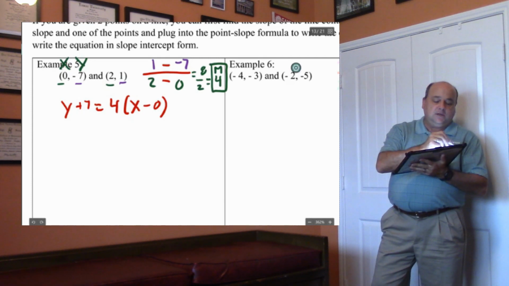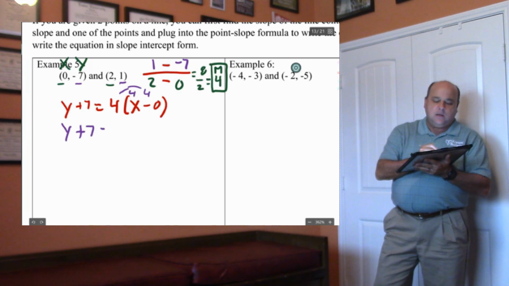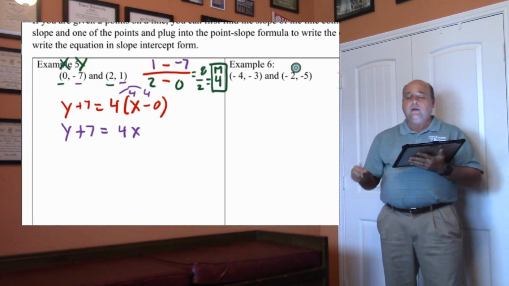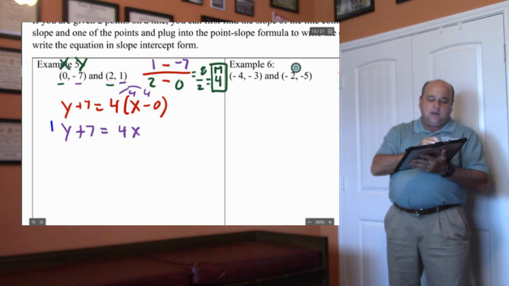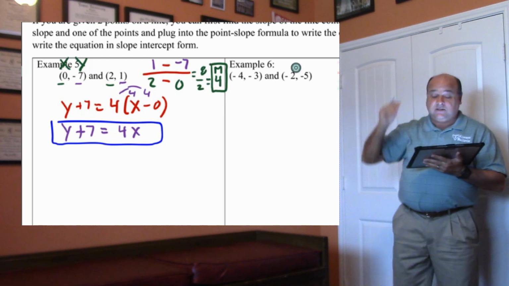So the next step, notice, we're going to distribute the 4. We're going to Bluebell truck that 4. We'll have y plus 7 equals 4x. And I do not need to put the plus 0, do I? So notice we have that pattern again, don't we? Except there's no number added to x because it's 0, right?